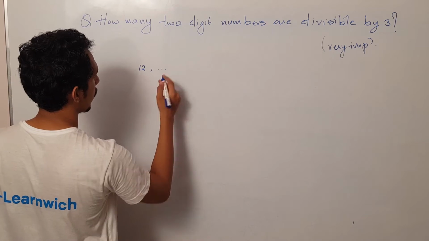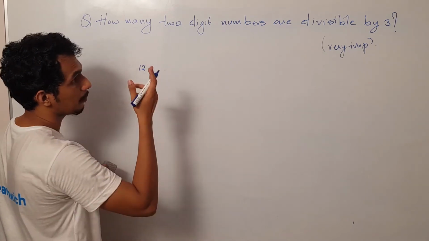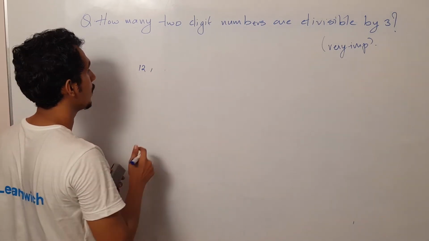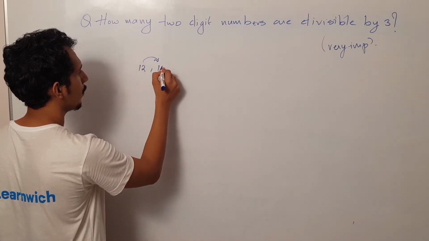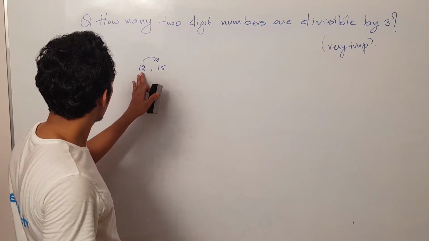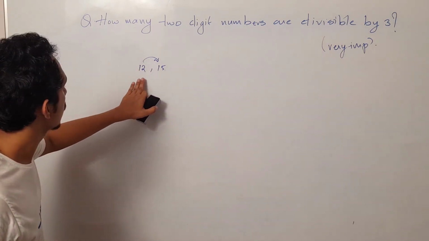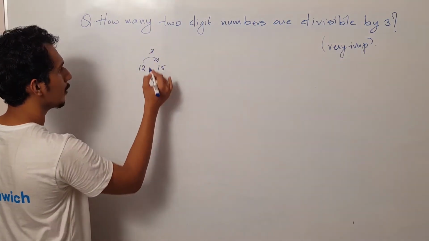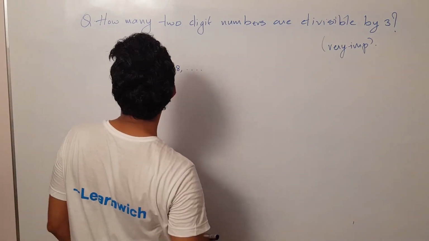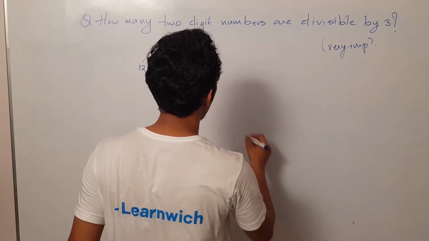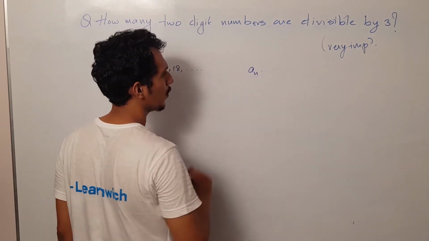And the last two-digit number divisible by 3. If this is 12, obviously the next number will be 15. Divisible by 3 means there is a difference of 3. The next number will be 18. So you have to find out the last number, that is the nth term. What will be the nth term?